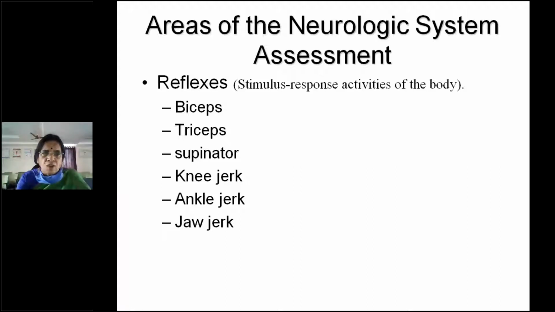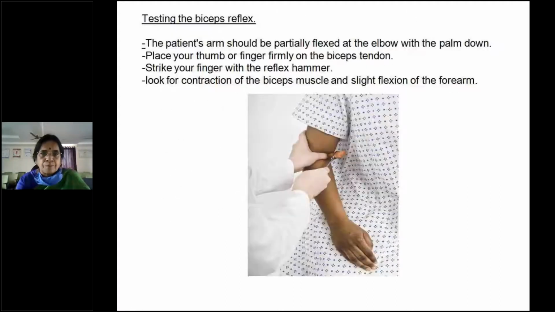Then the deep reflexes: biceps, triceps, supinator, knee jerk, ankle jerk. You have to write in that order only. Start in the upper limb, then go to the lower limb, and then finally the jaw jerk. I'll show how to demonstrate the biceps. You should also know the centers where each reflex is elicited. So biceps, triceps, supinator, knee jerk, ankle jerk, and jaw jerk.